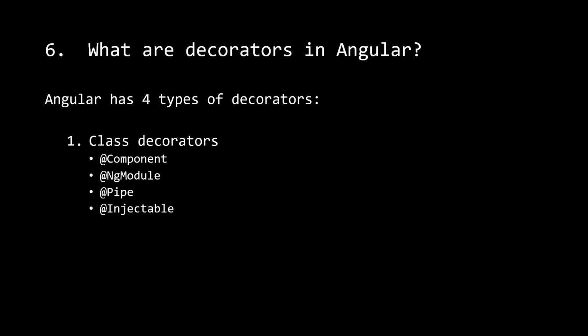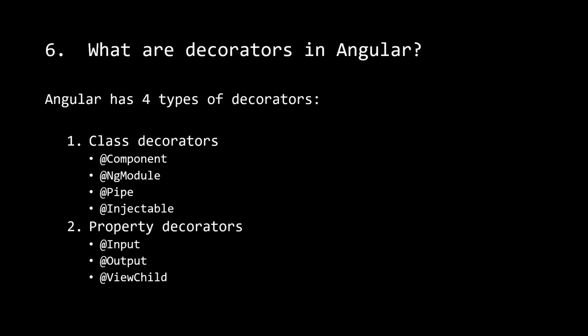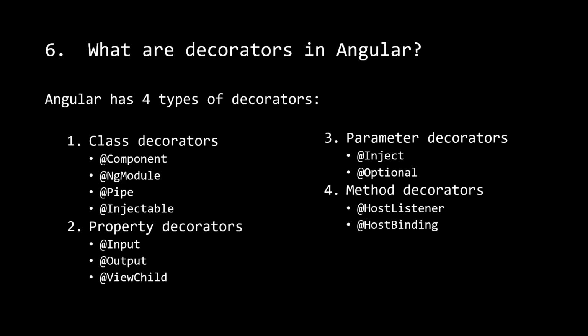First is class, and those include the component, ng module, pipe, and injectable decorators. Then there's the property decorators like input, output, and viewChild. There are parameter decorators like inject and optional, and then there are method decorators like host listener and host binding. Most of these are touched on in this video.